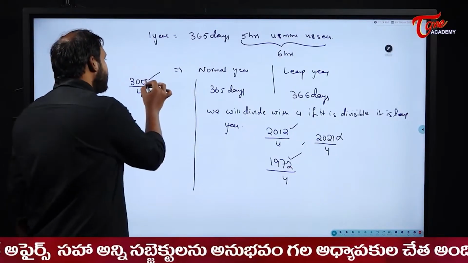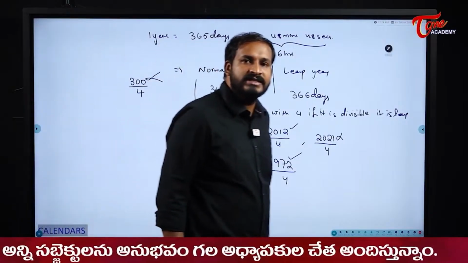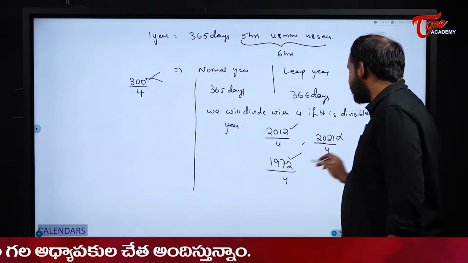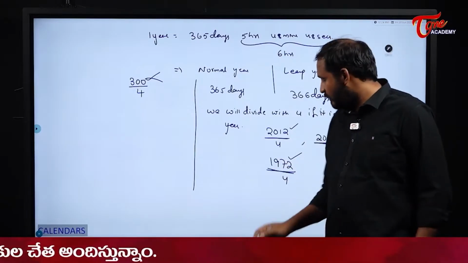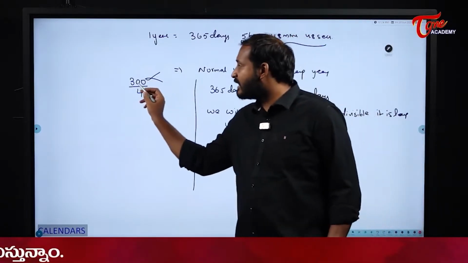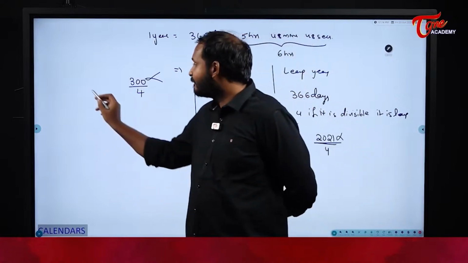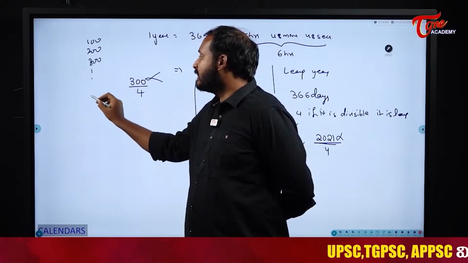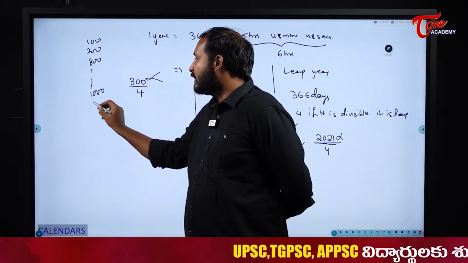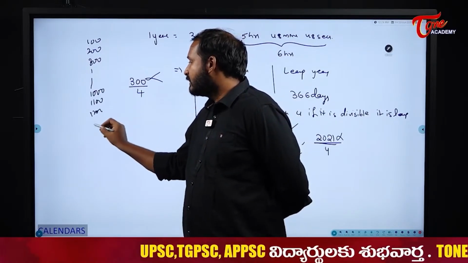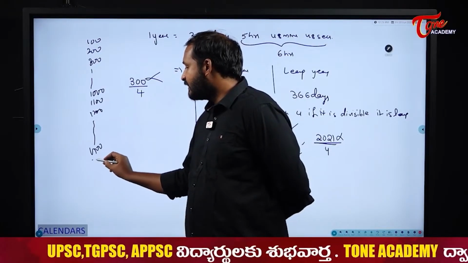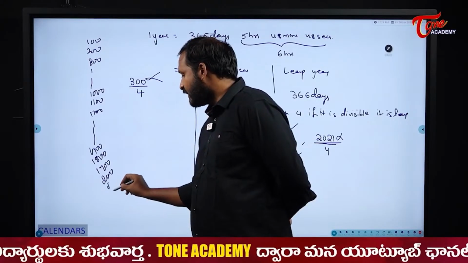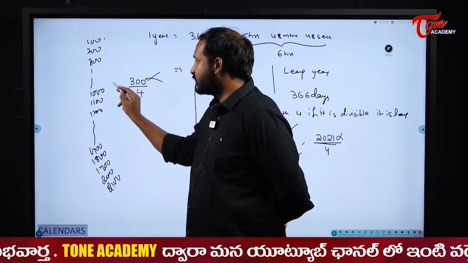But actually 300 is not a leap year. Sir, what is the reason behind that? Very simple reason, students. If the years are normal years, like 2012, 1972, and so on. What is this 300? These are centuries. Centuries means 100, 200, 300, similarly 1000, 1100, 1200, similarly 1700, 1800, 1900, 2000, 2100. These are called century years, students.